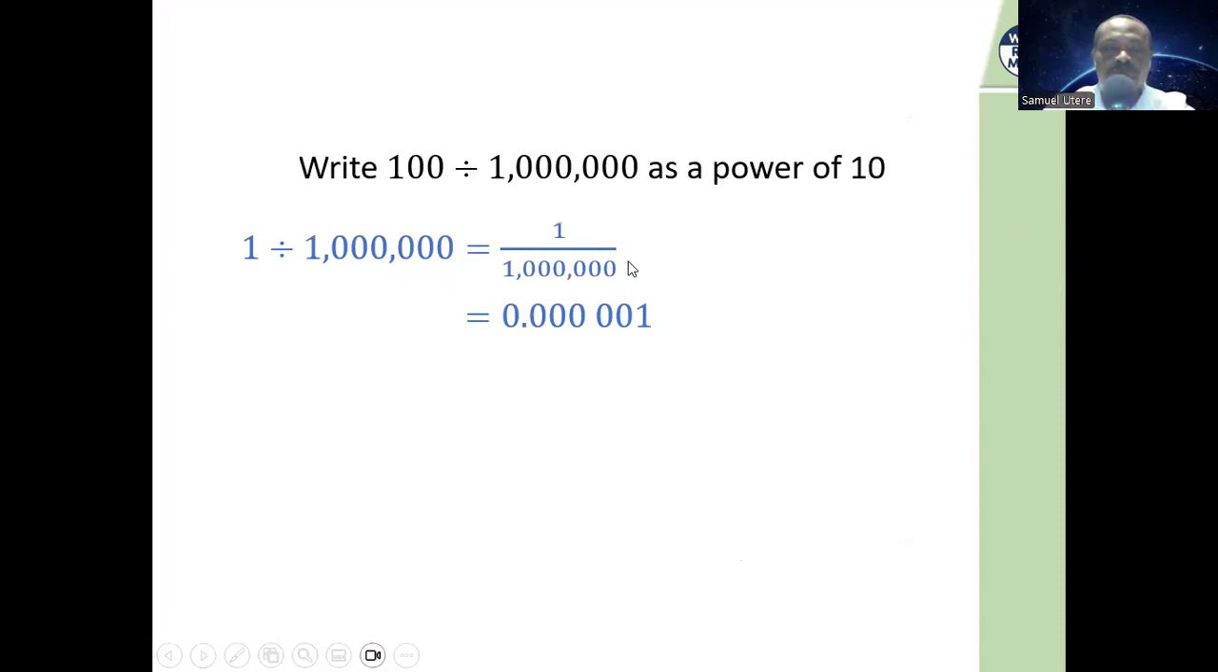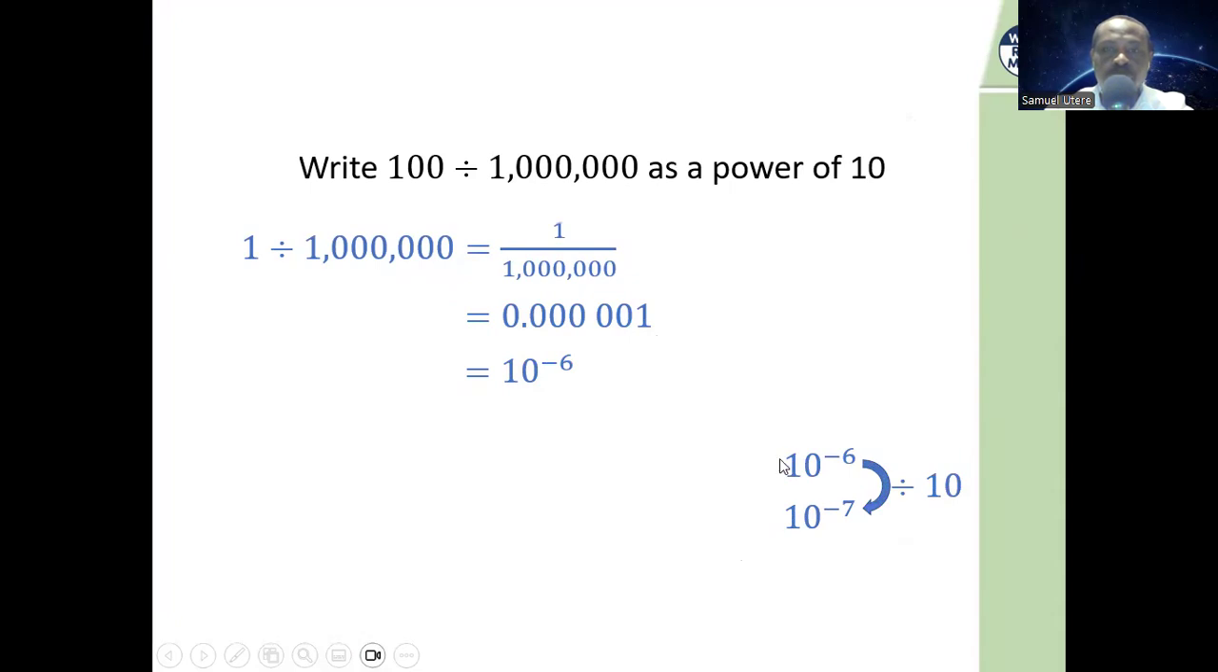Now, if we think about it, 1/1,000,000th will be 100 times less than 100 divided by 1 million, because we were told to divide 100 by 1 million, but we've only done 1. So we can scale this up and say, well, let's times by 100, because that's what we were going to do anyway. That gives us this.